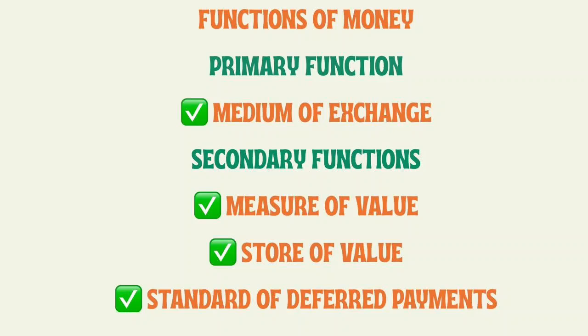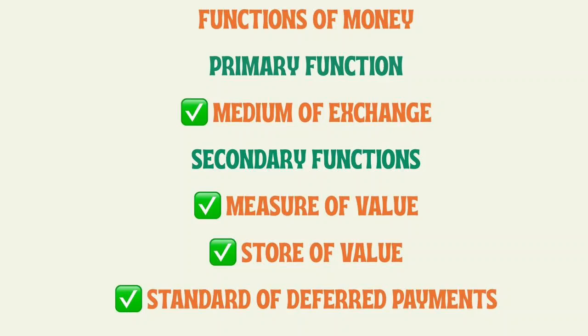The word function simply means job or work. Think about your school. Your principal has one role, teachers have another role, students have another role, the librarian has a different role. Similarly, money also performs different jobs in an economy. Economists divide these jobs into two broad categories. The first category is called primary function, the second category is called secondary function.